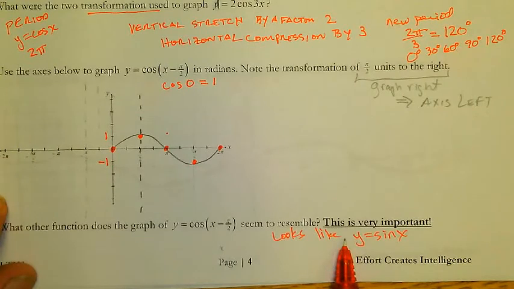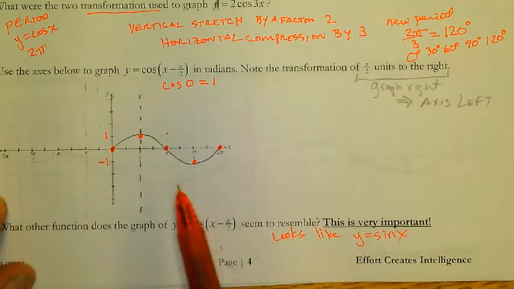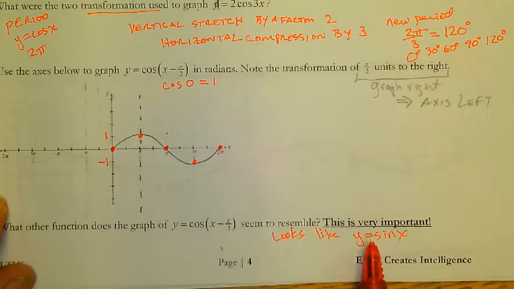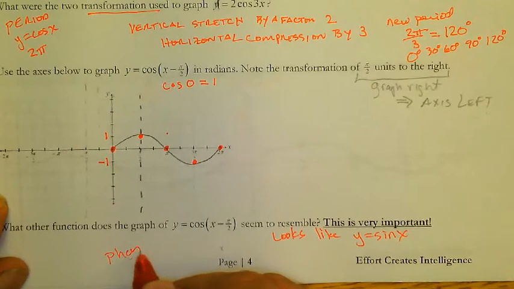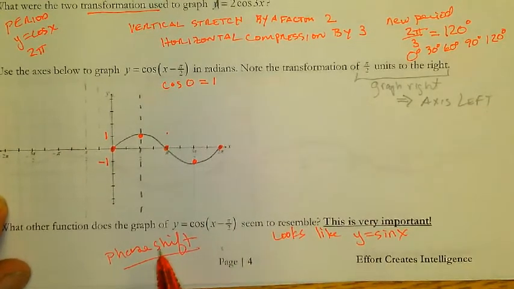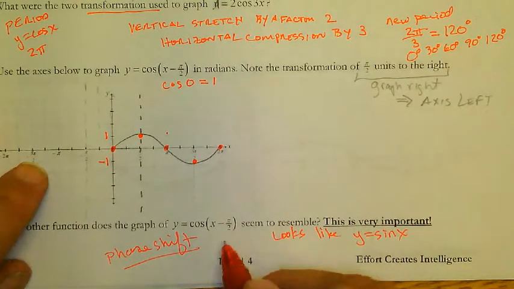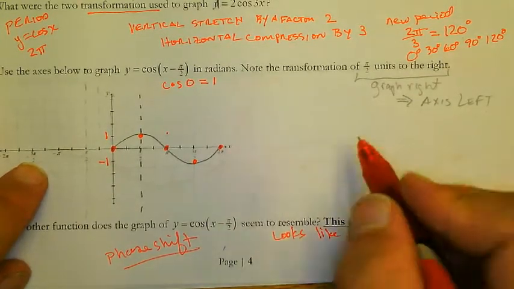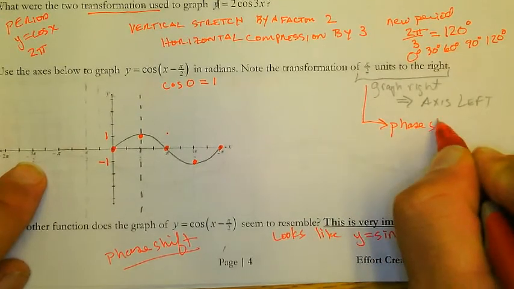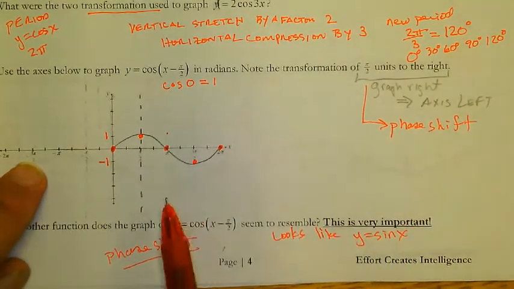And that's going to be very, very important, that my cosine function and my sine function are just going to be phase shifts away from each other, right? This right here, this movement, this horizontal transformation gets called a phase shift, right?